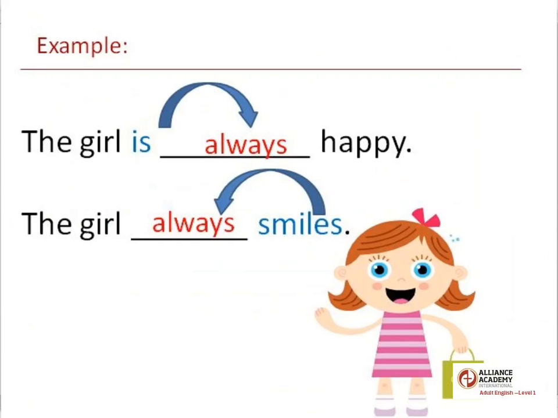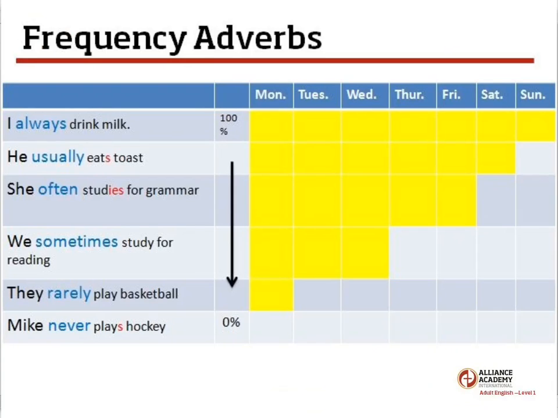Let's look at some examples. The girl is, here's the frequency adverb, after the to be verb. The girl is always happy. But when we talk about the verb, here she is smiling. The girl, here it is before, always smiles. So frequency adverb after the to be verb, but before action verbs. Makes us sound very much more natural when we're speaking.